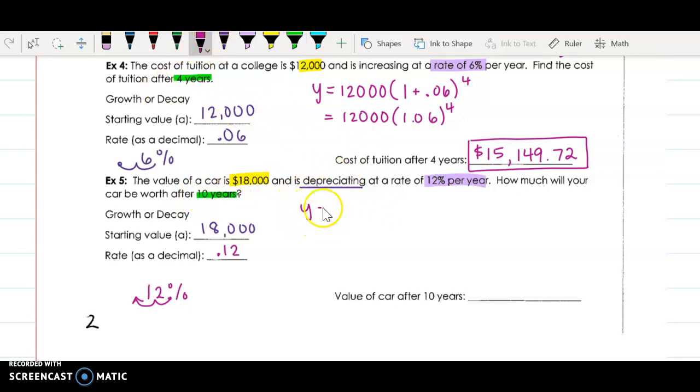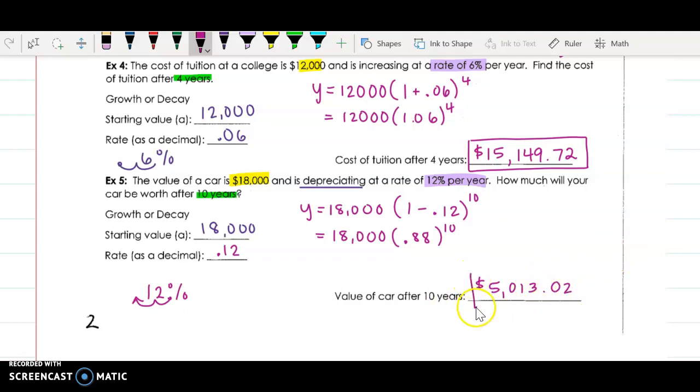So our equation will be y equals 18,000 times 1 minus, because it's depreciating, so it's a decay function, 0.12 to the 10th. So that'll be 18,000 times 0.88 to the 10th. Plug those values into your calculator, and that gives us a 10-year later value of $5,013.02 for our car.